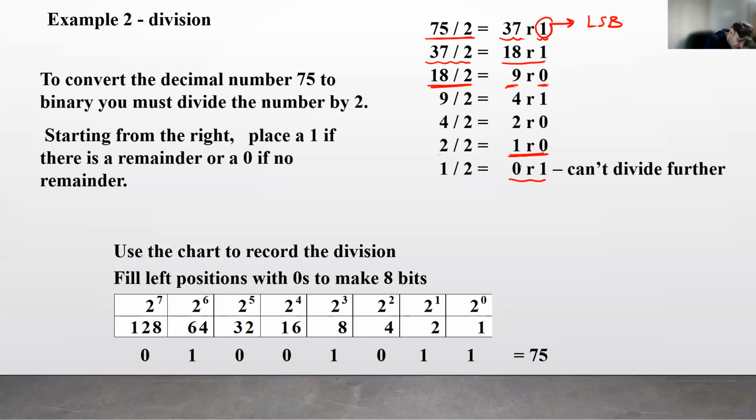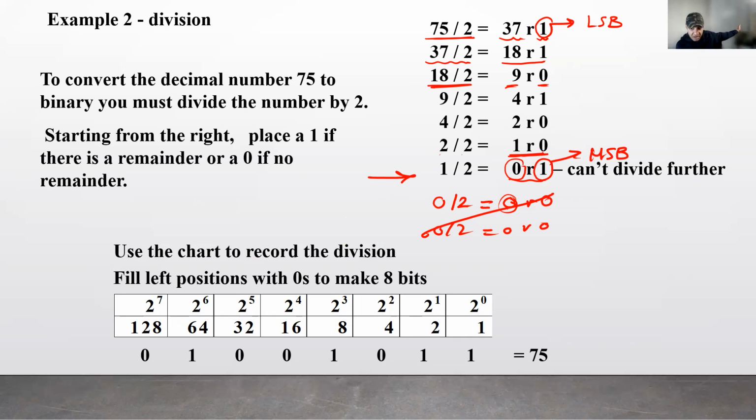Let's check. If you want to divide further, we're going to take the 0 and divide it by 2. 0 divided by 2 will give you 0, remainder 0. Then you're going to have an infinite loop of unchanged stuff. So 0 again divided by 2 will give you 0, remainder 0. And if you're going to continue in that way, you will not finish. That's why we stop at that point. And this will be our most significant bit, the one on the further left.